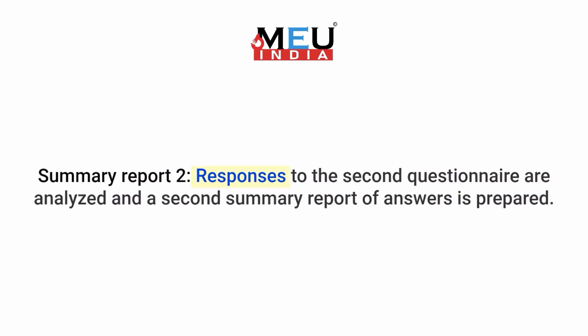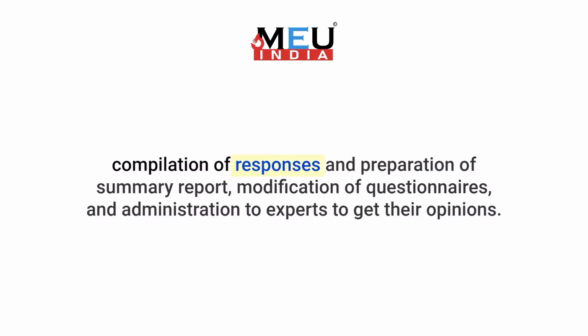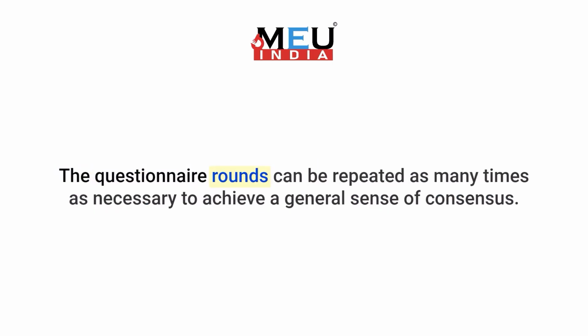Summary report 2. Responses to the second questionnaire are analyzed and a second summary report of answers is prepared. Subsequent rounds of Delphi. The same sequence of events is followed in the subsequent rounds, with compilation of responses and preparation of summary report, modification of questionnaires, and administration to experts to get their opinions. The questionnaire rounds can be repeated as many times as necessary to achieve a general sense of consensus.